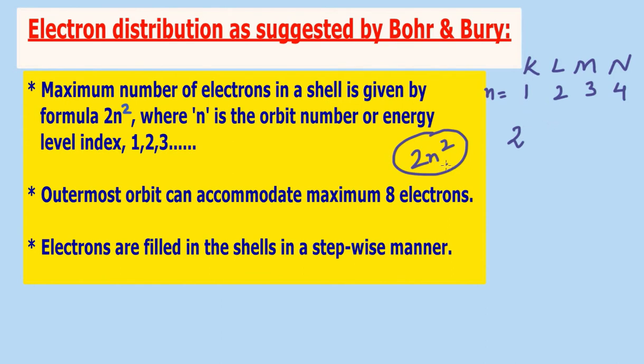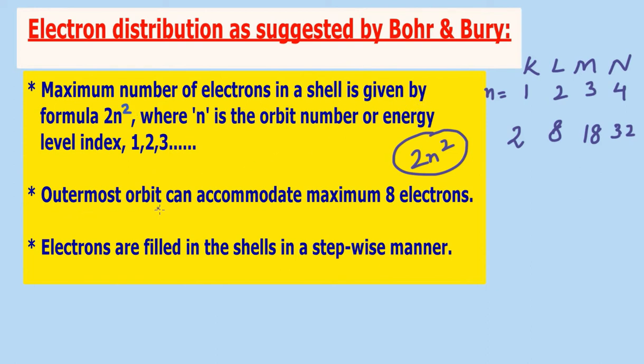Similarly, by putting n equal to 2 in this formula, we get the value 8. It means the L shell can have a maximum of 8 electrons. By putting n equal to 3, we get 18. It means the M shell can have a maximum of 18 electrons. By putting n equal to 4, we get 32. It means the N shell can have a maximum of 32 electrons. So this is how we can calculate the maximum number of electrons in a shell.